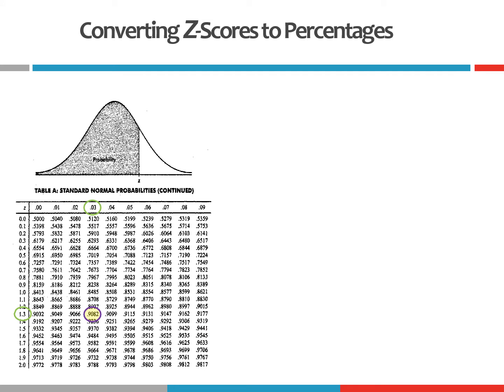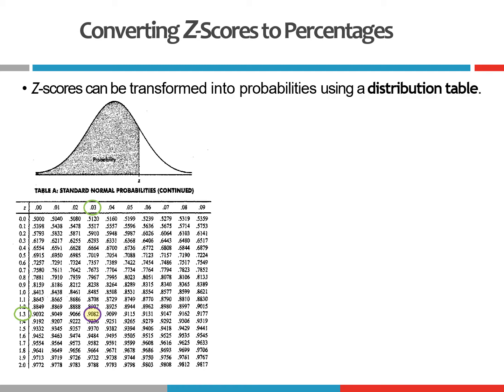One of the really neat things we can do with z-scores is convert them to percentages, very similar to what we did in the beginning of the lecture. They can be transformed into probabilities using a distribution table. In the module for this week, I have included a handout of this table, so I'm going to show you how to use this table to calculate probabilities or percentages.